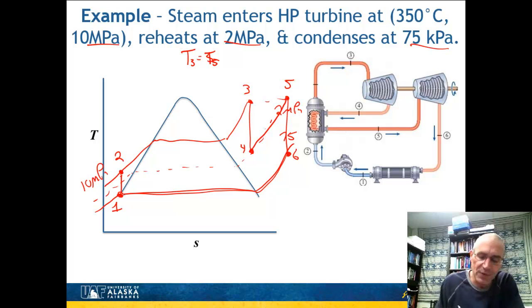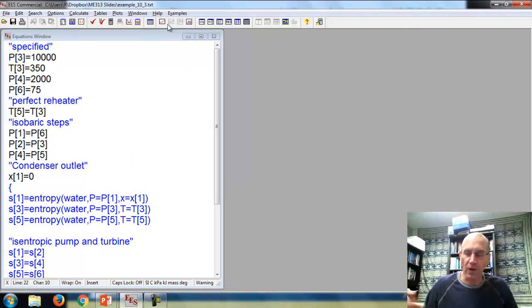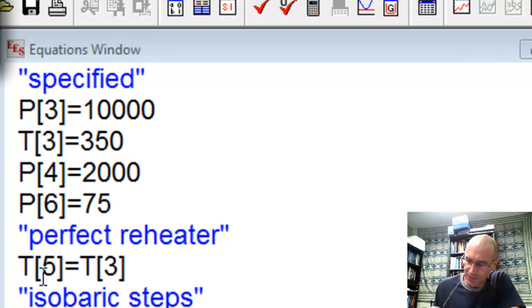Now let's go ahead and solve this. And since we're dealing with steam, which is water, and it's non-ideal, it's easiest to do this in EES. So I'm going to go ahead and move over to EES now to solve this problem. So here we have it in EES, and let me just point out a few things that I have. Here up front, I've got my specifications.